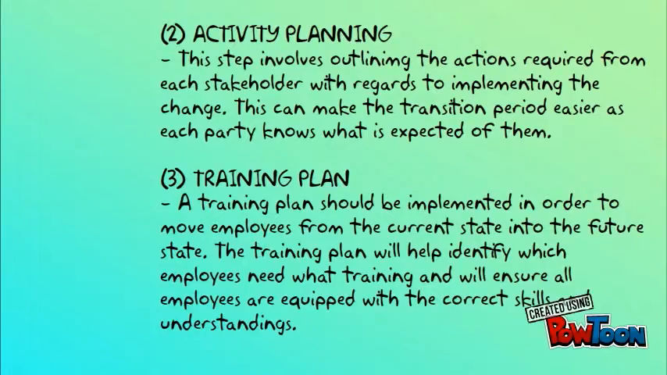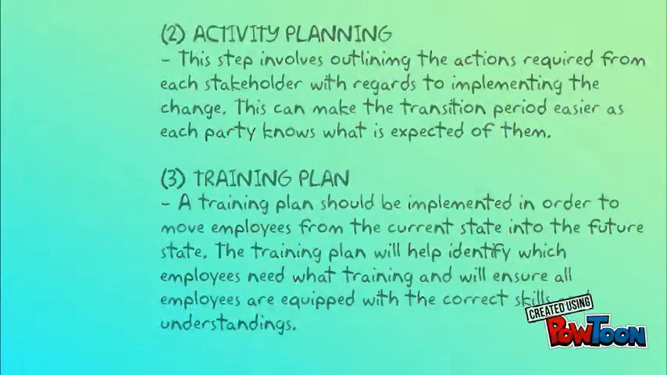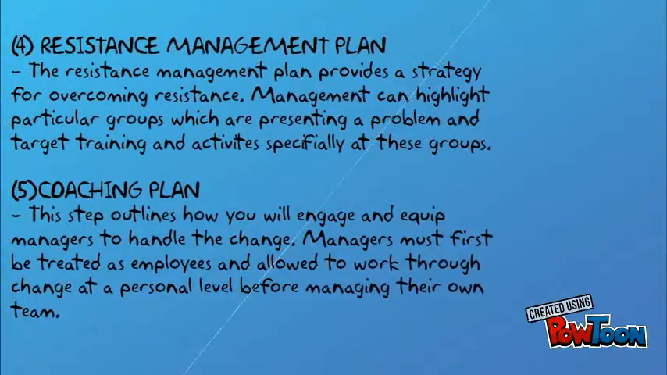The second step is activity planning. This step involves outlining the actions required from each stakeholder with regards to implementing the change. The third step is the training plan. A training plan should be implemented in order to move employees from the current state into the future state. The fourth step is the resistance management plan. This step involves providing a strategy for overcoming resistance. Training can be targeted at particular groups who are resisting the change. The last step involves a coaching plan, which outlines how managers should handle the change.